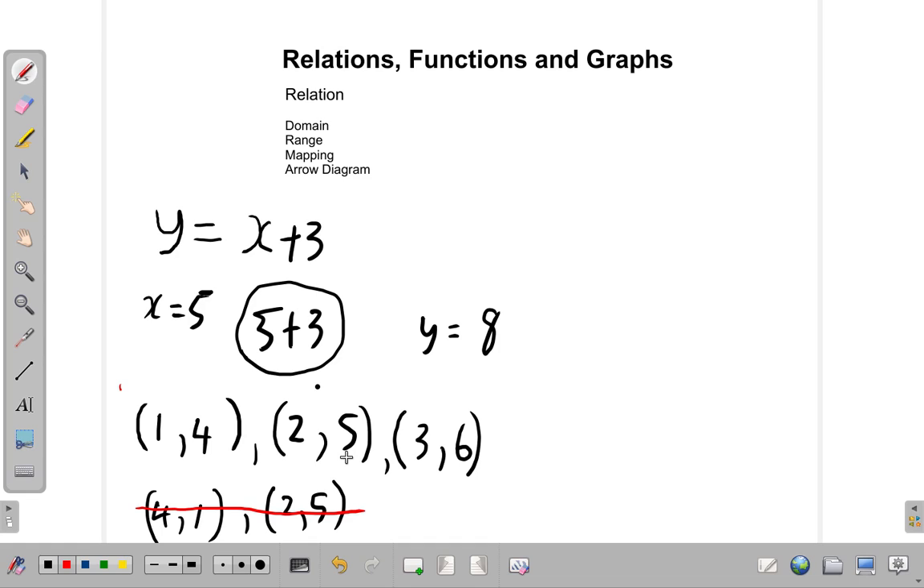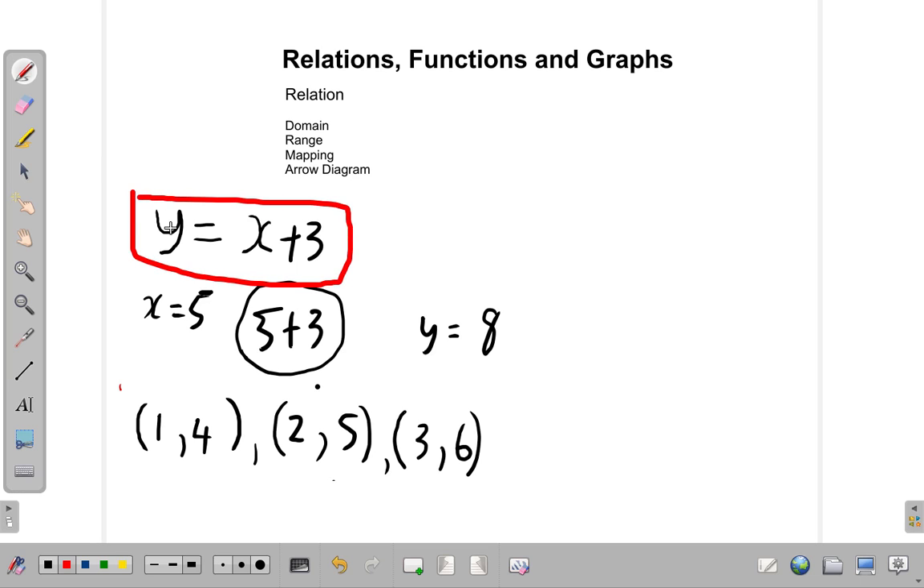Now, the relation is showing what happens to the first number to get the second number. How the first number is related to the second number is that the first number is added to 3 and you get the second number. Alright? Now remember, this was our equation that we started out with to show what happened to the first number to get the second number.